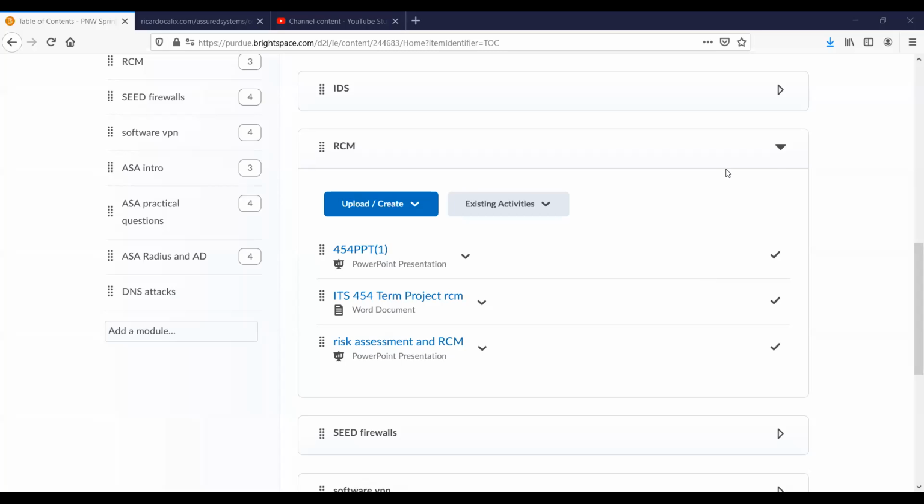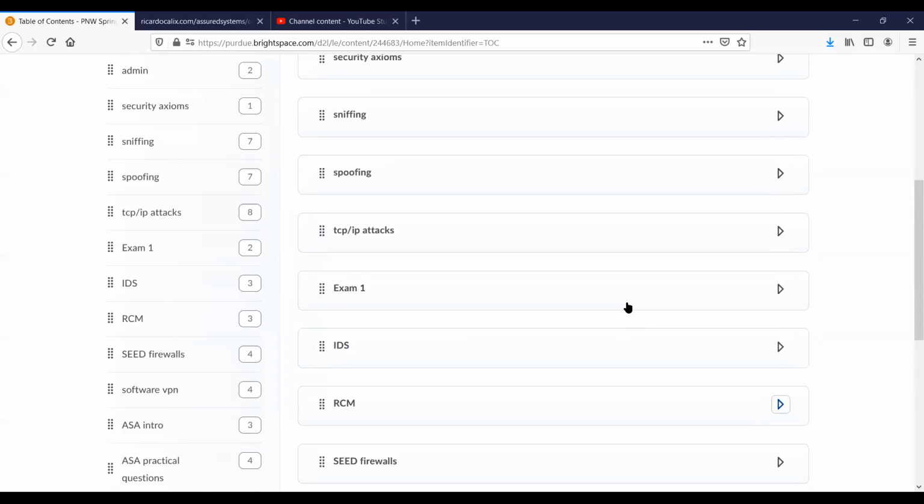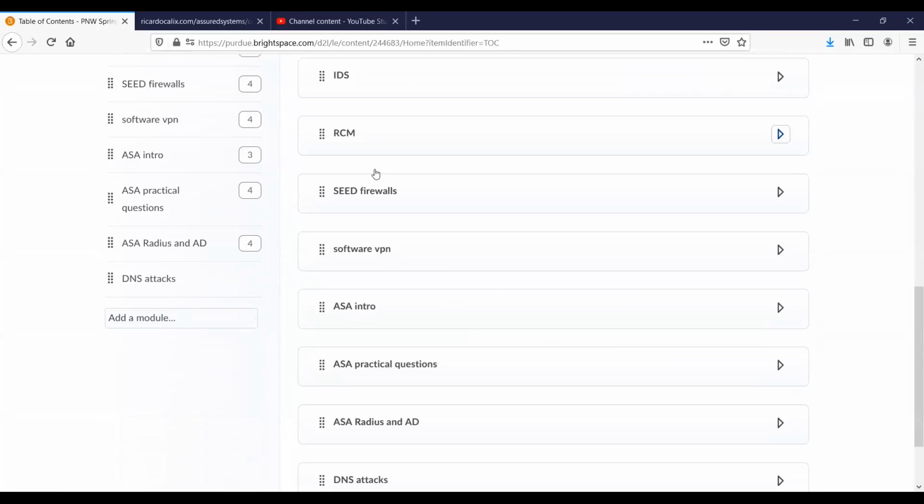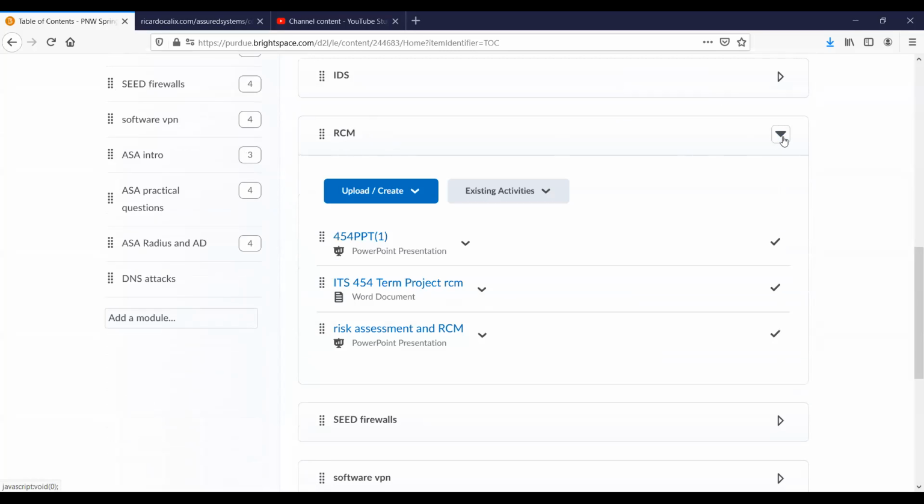All right, so as you can see in the Brightspace environment, the module here is RCM, Risk and Control Matrix. I've already provided 3 documents. There's a Word document to address the project and some of the questions that you might consider.